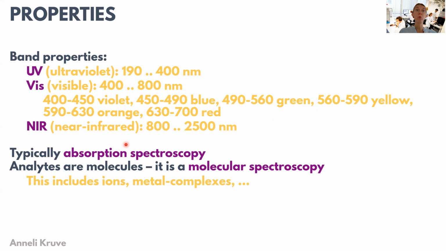We deal with absorption spectroscopy here, and our analytes are molecules. So this means, again, a very wide range of molecules. Of course, neutral compounds, but also ionic molecules, as well as metal complexes with molecules or ions, can be studied with ultraviolet visible molecular spectroscopy.